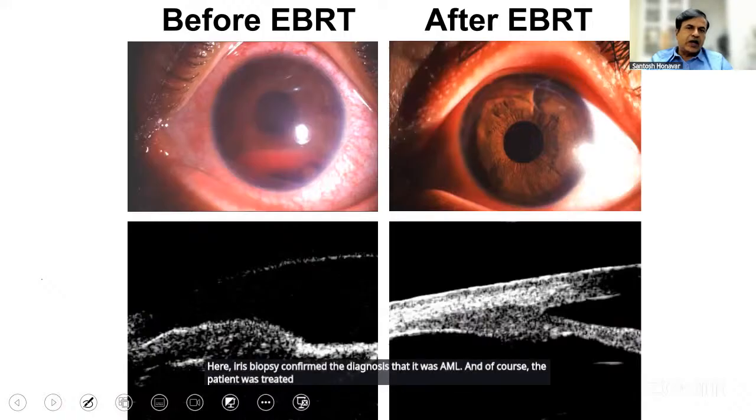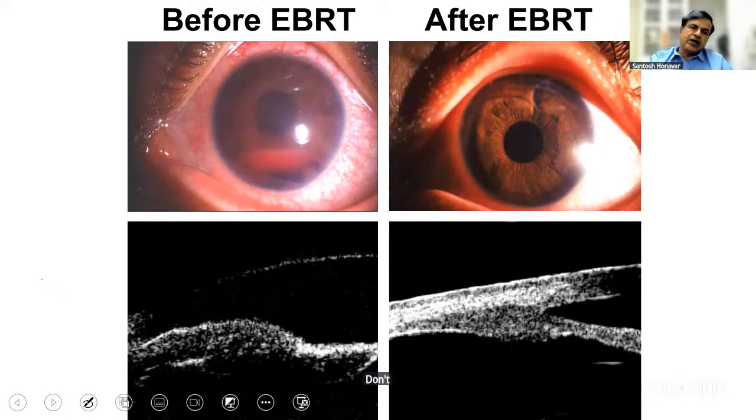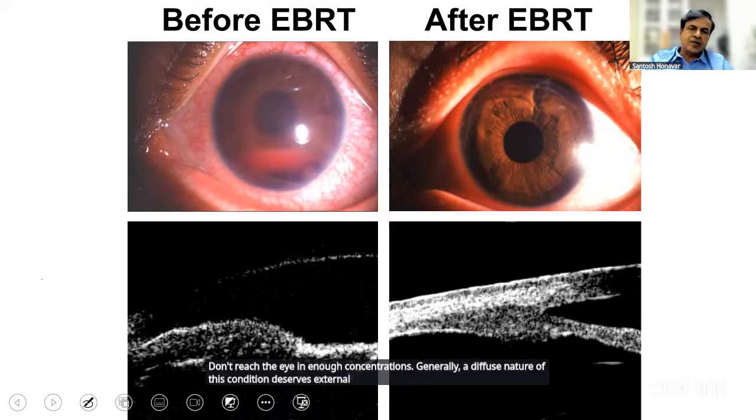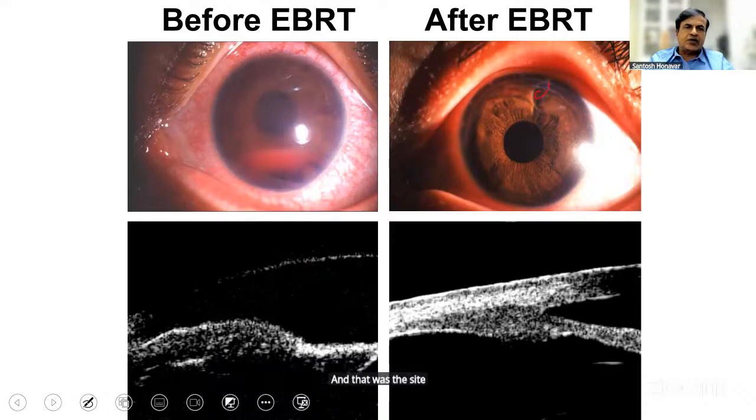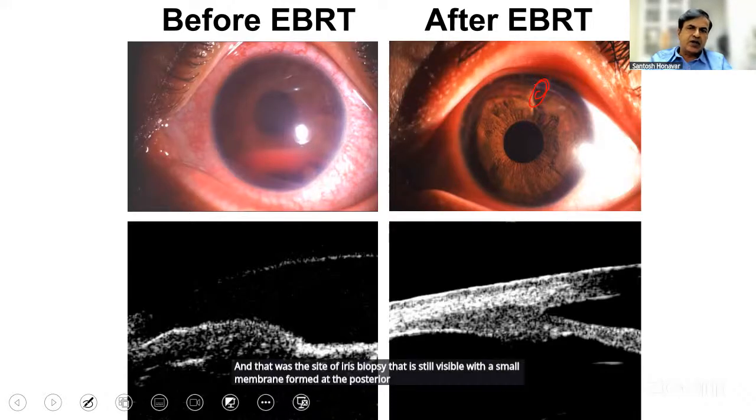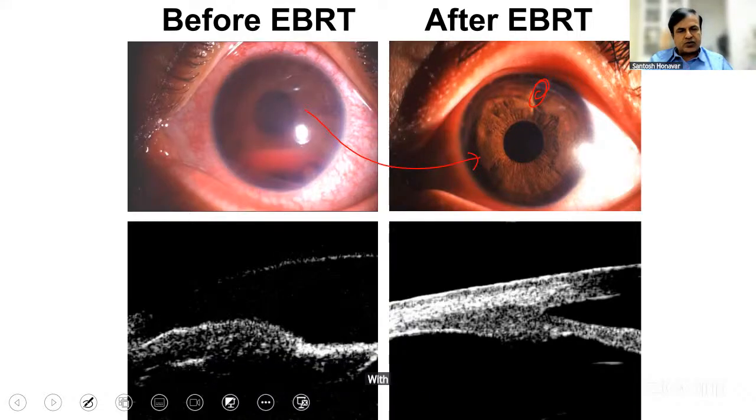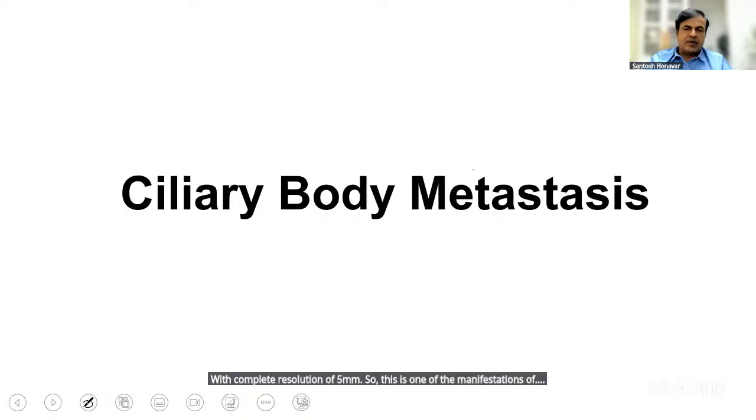And for the eye, since chemotherapeutic agents don't reach the eye in enough concentrations, generally a diffuse nature of this condition deserves external beam radiation, and you can see iris structure normalizing following external beam radiation. And that was the site of iris biopsy that is still visible with a small membrane formed at the posterior aspect, and the iris has completely normalized with complete resolution of hyphema. So this is one of the manifestations of AML.